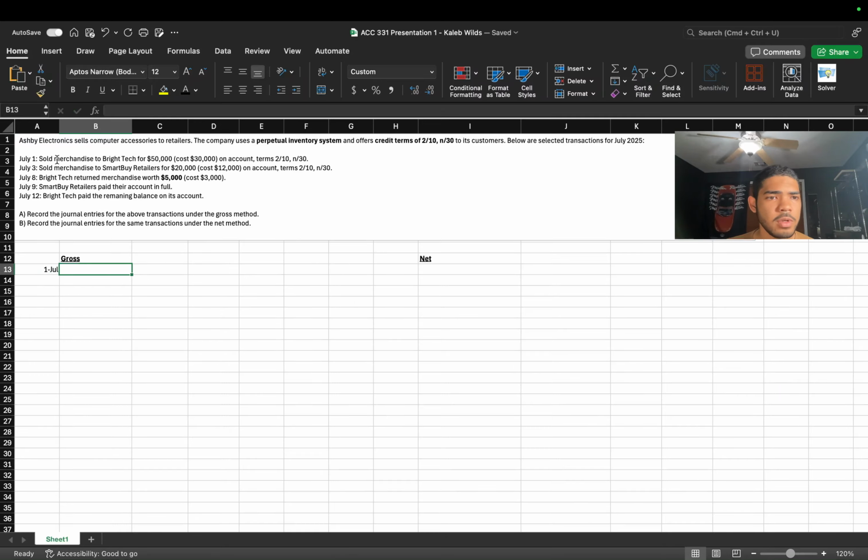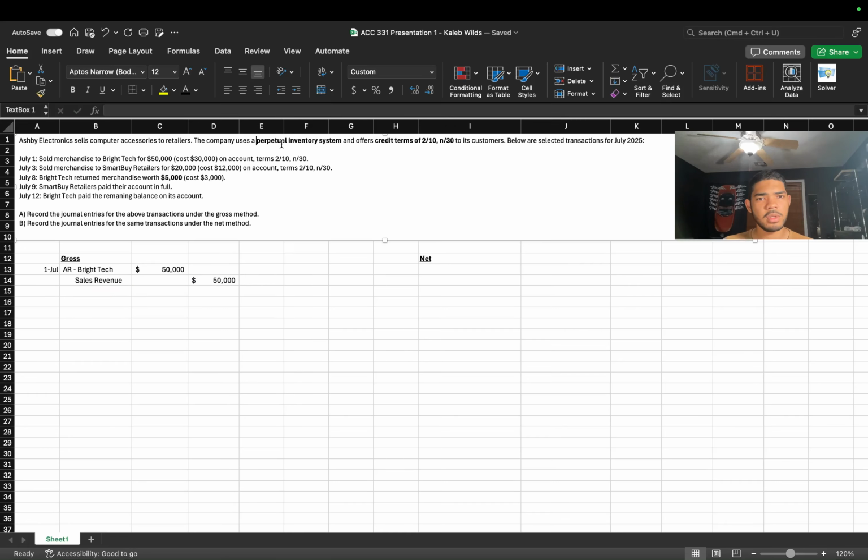On July 1st, the company sells merchandise to Bright for $50,000 on account with terms 2/10, n/30. So we know that because they're selling on account, accounts receivables are going to go up by $50,000. And that also means that their sales revenue will go up by $50,000.